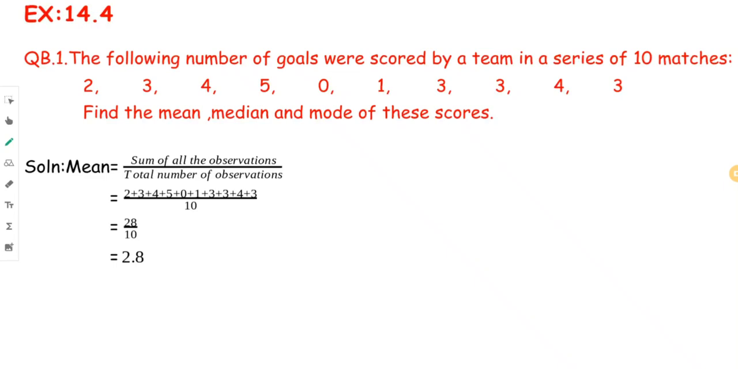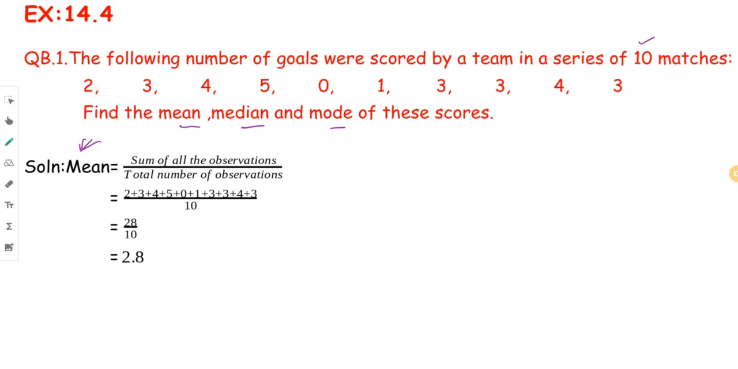Alright, since we're done with the explanation of the mean, median and mode, let's start solving now. Right, so 14.4, the first question: the following number of goals were scored by a team in a series of 10 matches. You can already see what they are asking us to find: the mean, the median and the mode of these scores. Okay, so we'll start by finding the mean.